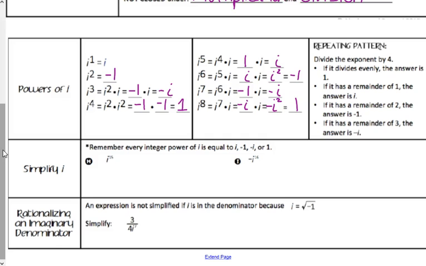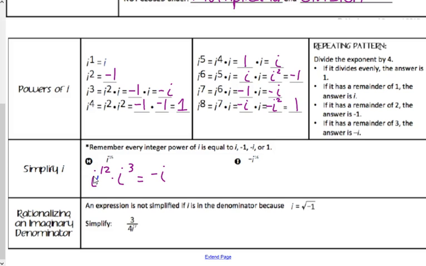We have I to the 15th. I to the 15th is going to be I to the 12th times I to the third. And 3 is our remainder. If we took 15 divided by 4, we would get 3 remainder 3. So because we have a remainder of 3, it's going to be negative I.